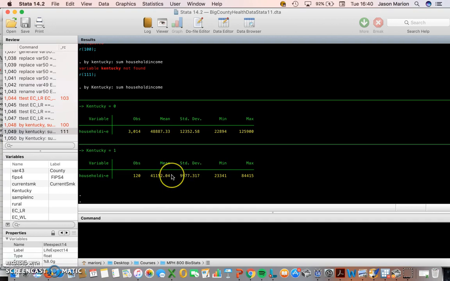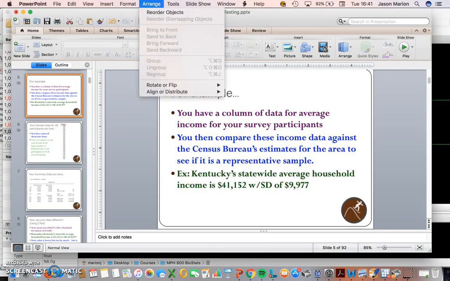$41,152 is the average income for the median household in each county in Kentucky. And there's the standard deviation. So you have this information. It's known for all of Kentucky. This is the known. Now, you want to compare your population versus this mean and standard deviation. So we can go back to the PowerPoint.